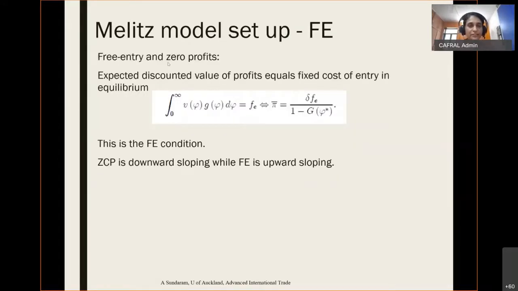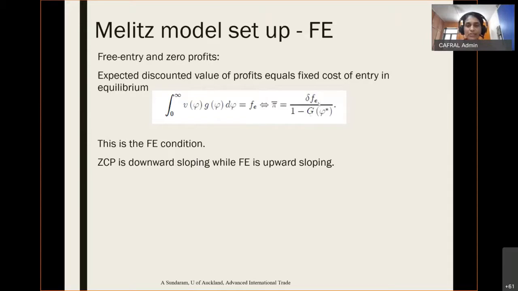The second curve is the free entry condition. The expected discounted value of profits has to equal the fixed cost of entry in equilibrium. So firms will only enter if the entry cost is made up for by the expected future discounted profits that they will make, which is zero to infinity v times g of d of phi. So that gives us the free entry condition, which is that the pi bar has to equal the discounted fixed entry cost. Now this is called the FE condition, and we're going to put these two conditions together.